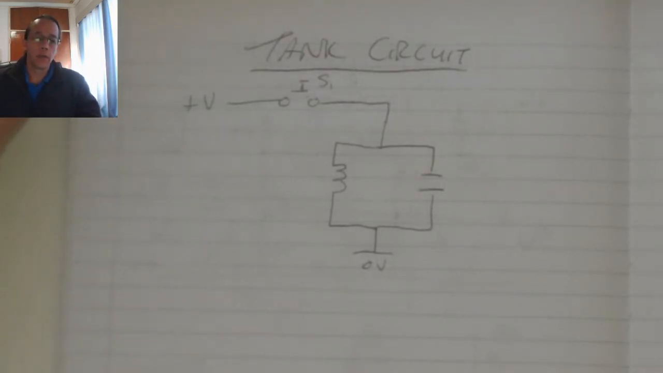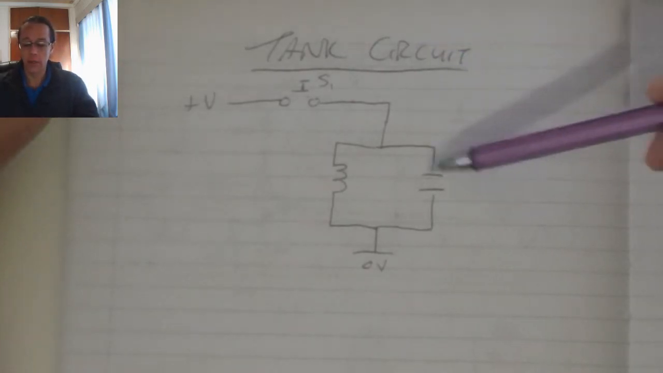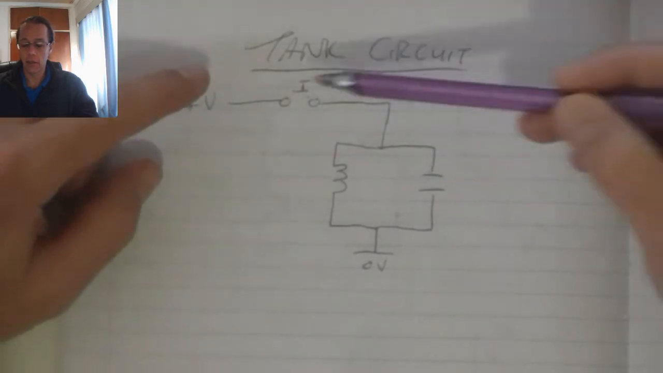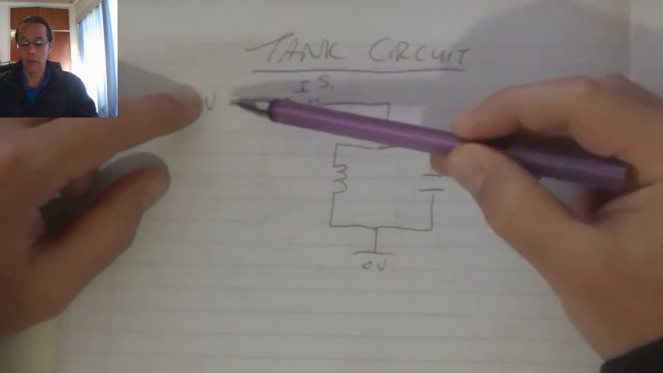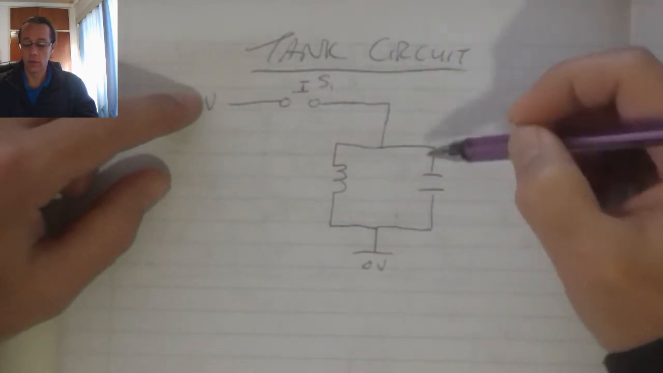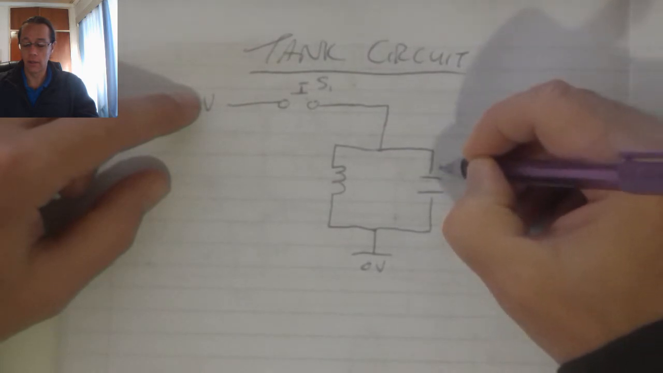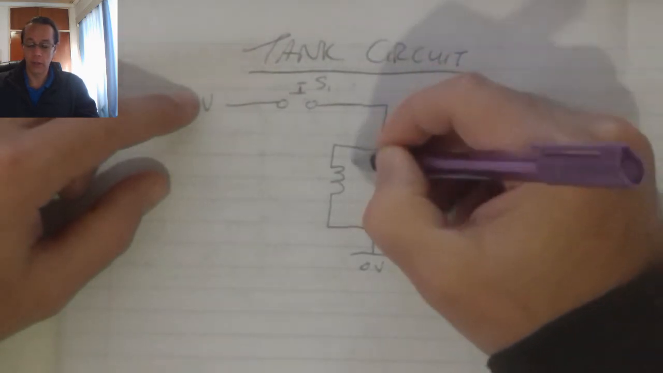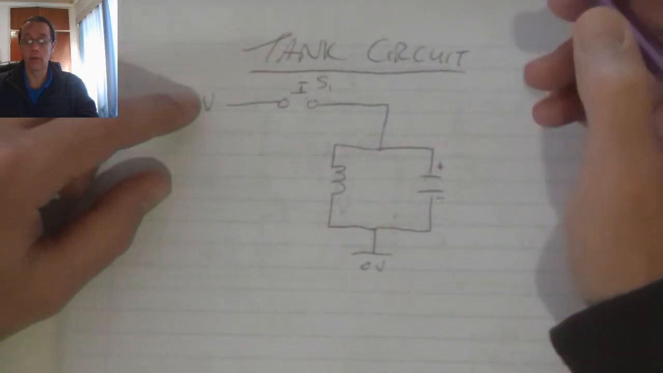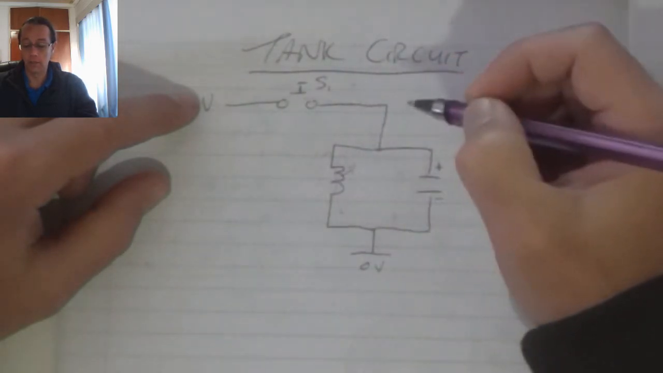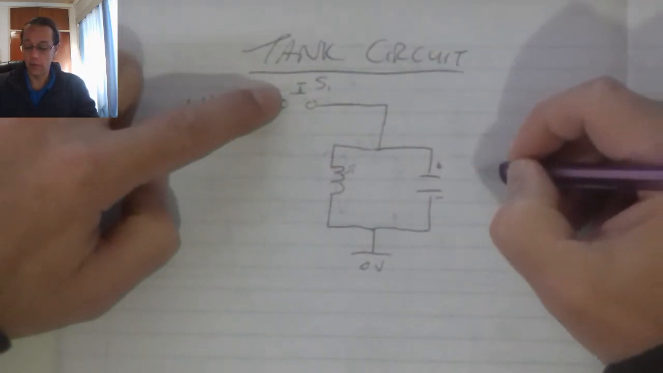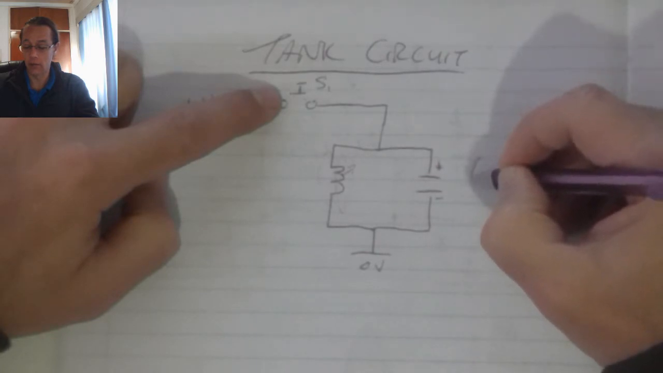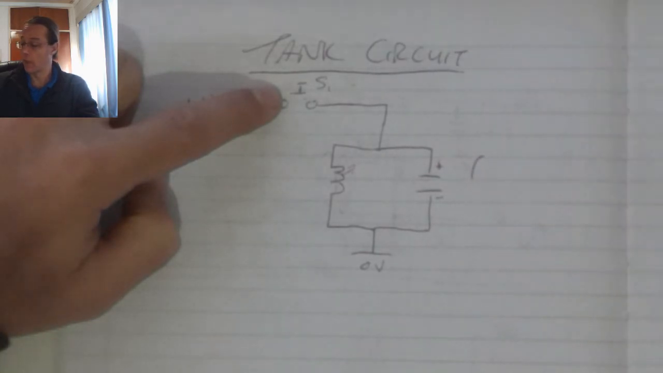Now oscillators operate typically on the tank circuit. The tank circuit consists of an inductor and a capacitor that is going to connect to a supply. When I close switch 1, current is allowed to flow, and that causes firstly the capacitor to become charged, as well as a magnetic field to be created on the inductor.